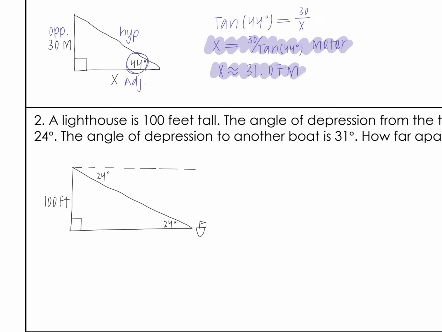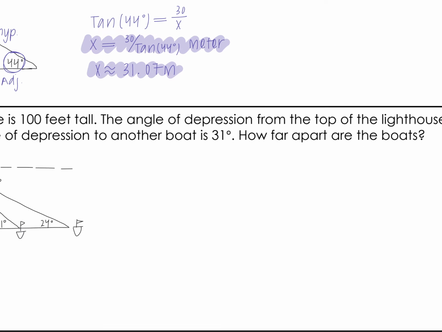Now they're telling me the angle of depression to another boat is 30 degrees, okay? So I'm going to move that line inward some, because in order for this angle of depression to be larger, it's going to be closer to the boat. So this angle is now 31 degrees. So I'm going to label it down here as well. I'm going to, just for the fun of it, draw a cute little boat there too.